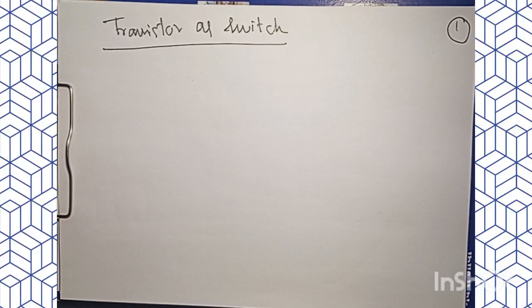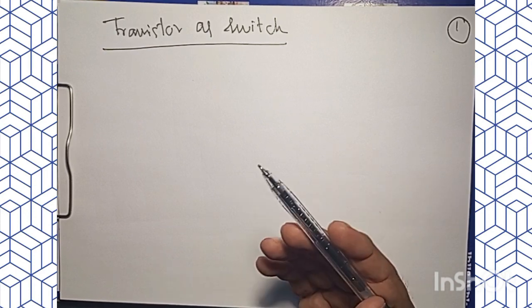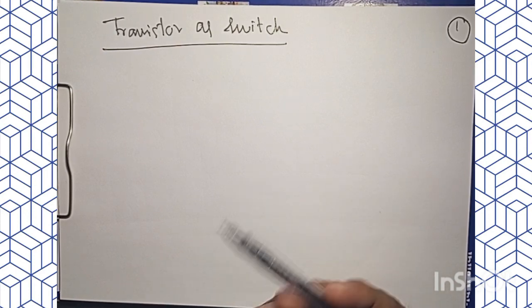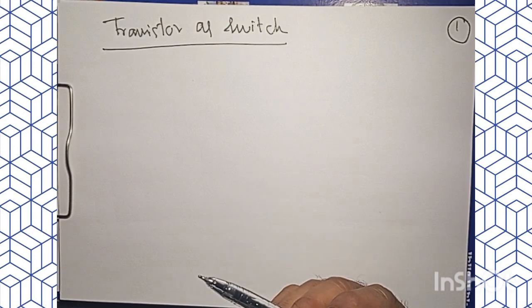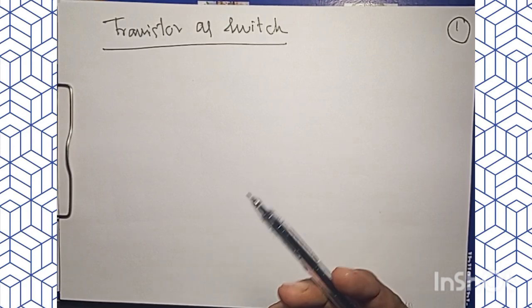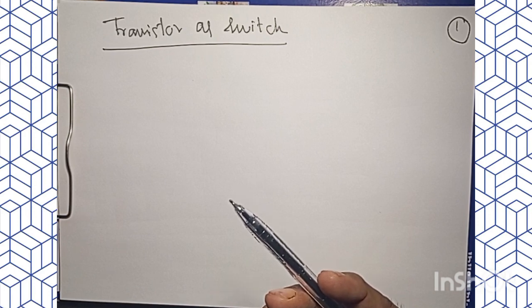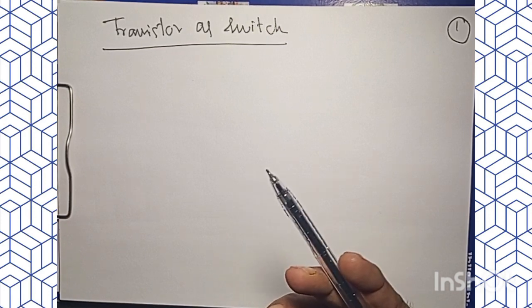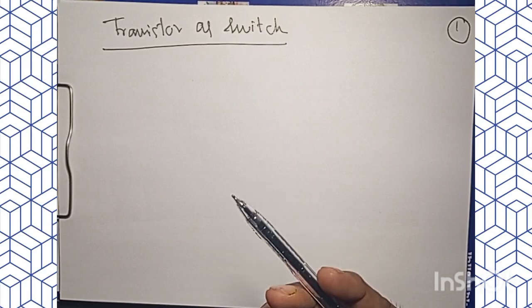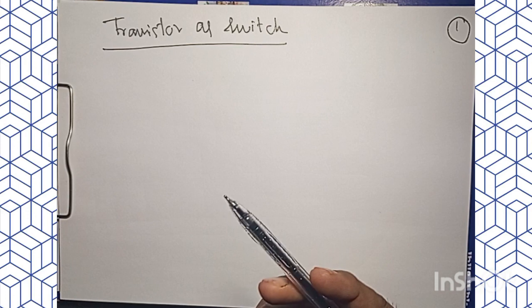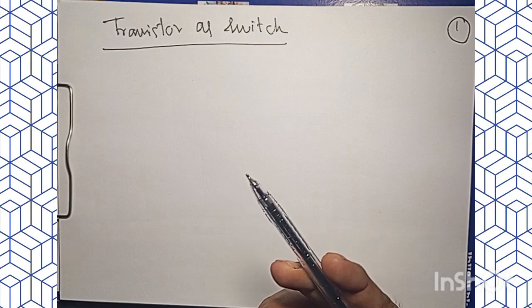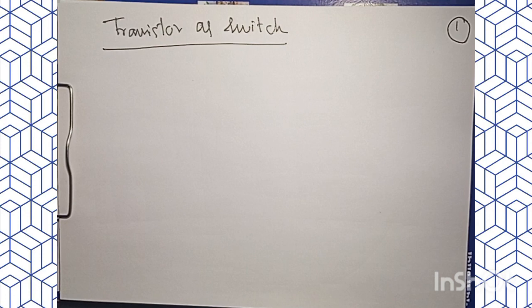Now in this video, we will be discussing another important application of the transistor. That is, this transistor can be used as a switch. Any device which turns electric current on or off in an electric circuit, we call it a switch. A transistor acts as a switch when it is driven back and forth between saturation and cutoff regions.